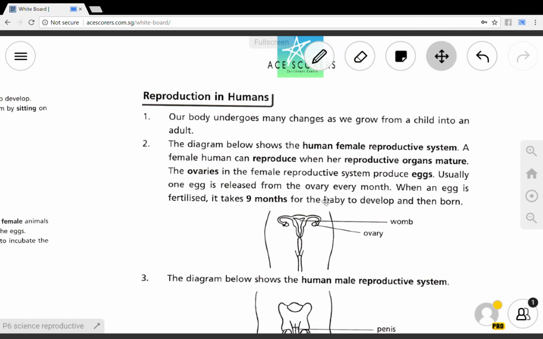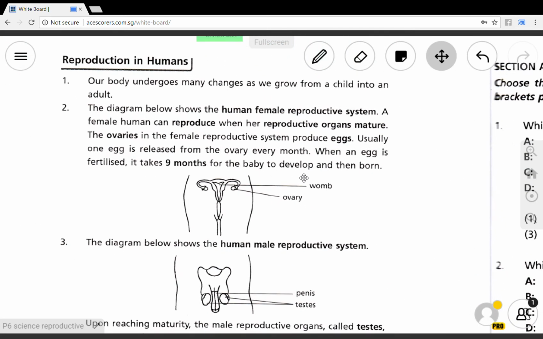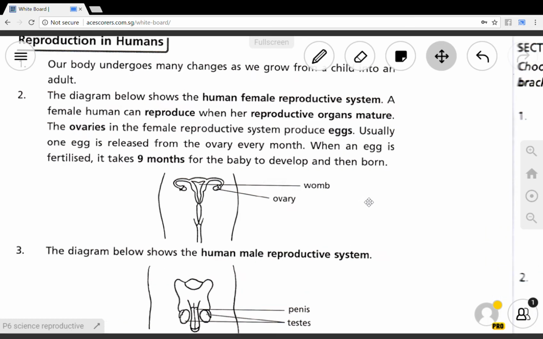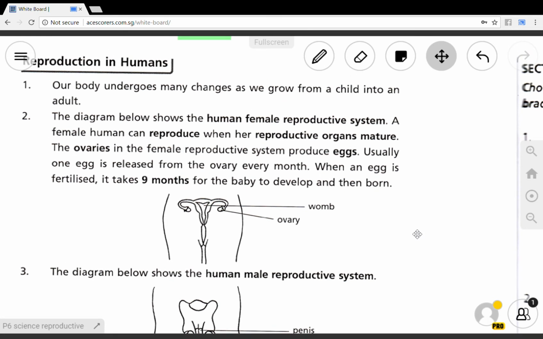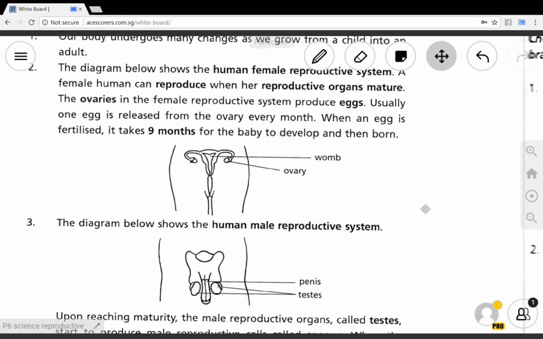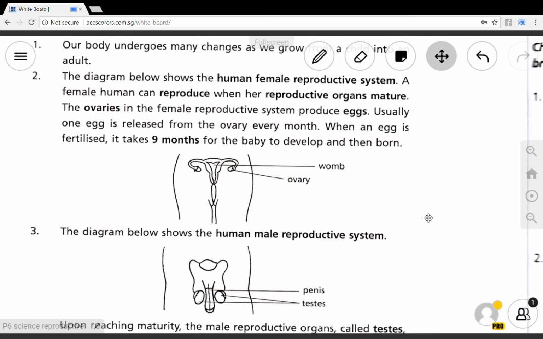Next. Right, so we go into humans. By the way, all these are P5 stuff. We're just doing a revision. Our body also undergoes changes as we grow from a child into an adult. So we have two diagrams here showing the male and the female reproductive system.